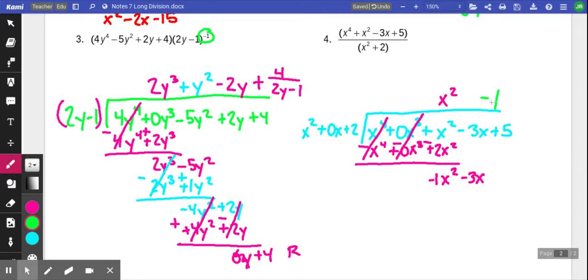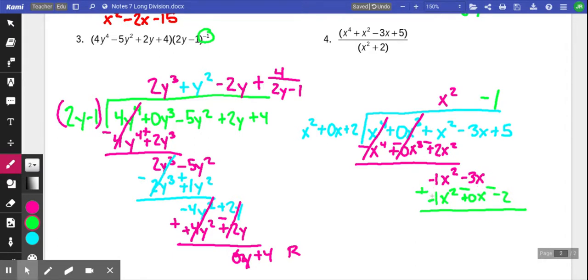Okay, so negative 1 times x squared is going to give me negative 1x squared. Negative 1 times 0x is going to give me a 0x. Put a plus or a negative there, it doesn't matter. And then negative 1 times positive 2 is going to give me a negative 2. And then I'm going to subtract, I'm going to subtract, and I'm going to subtract.